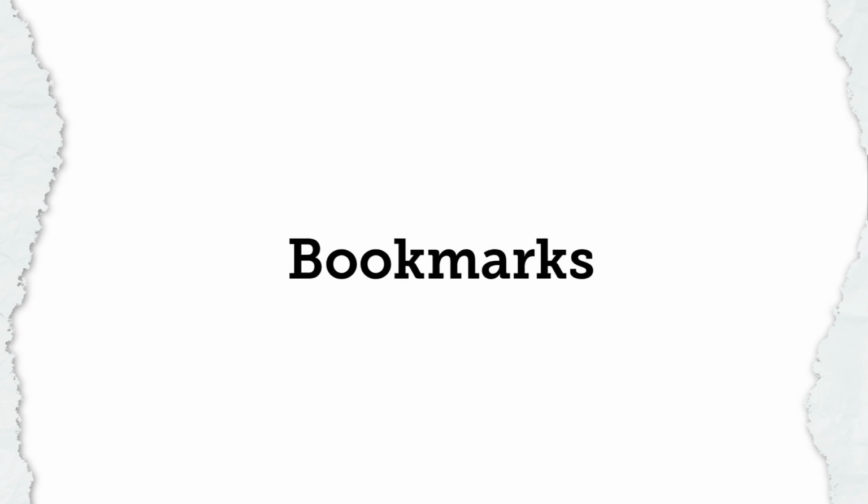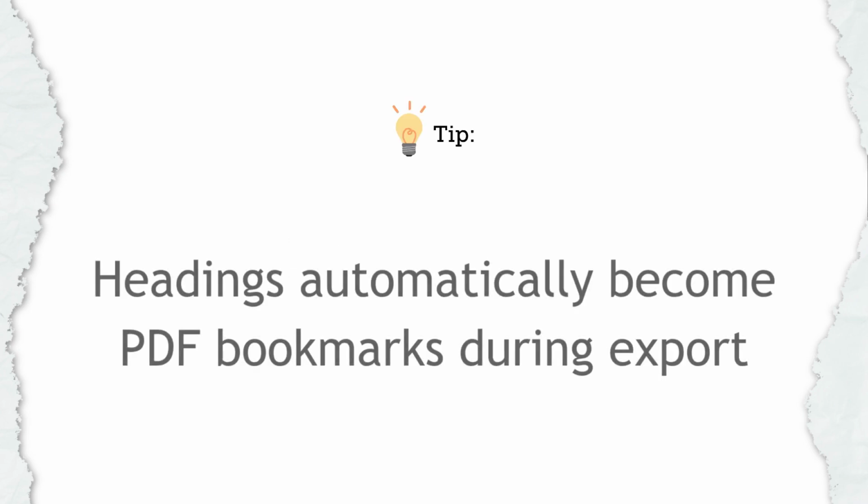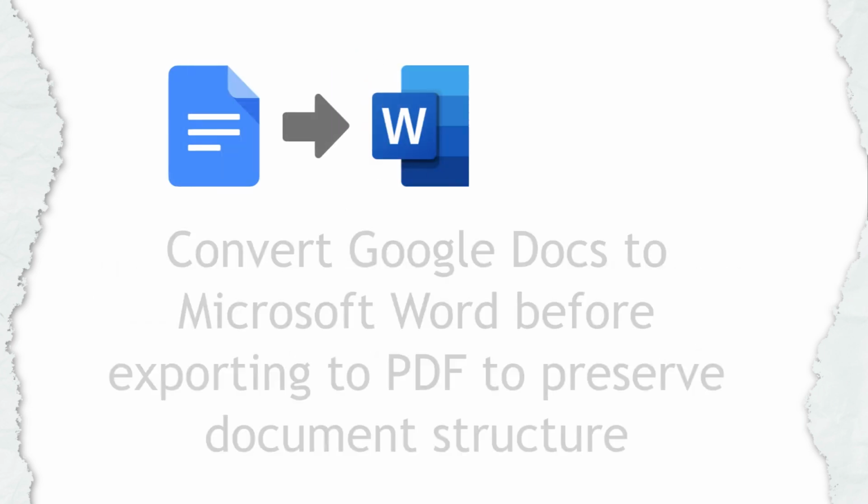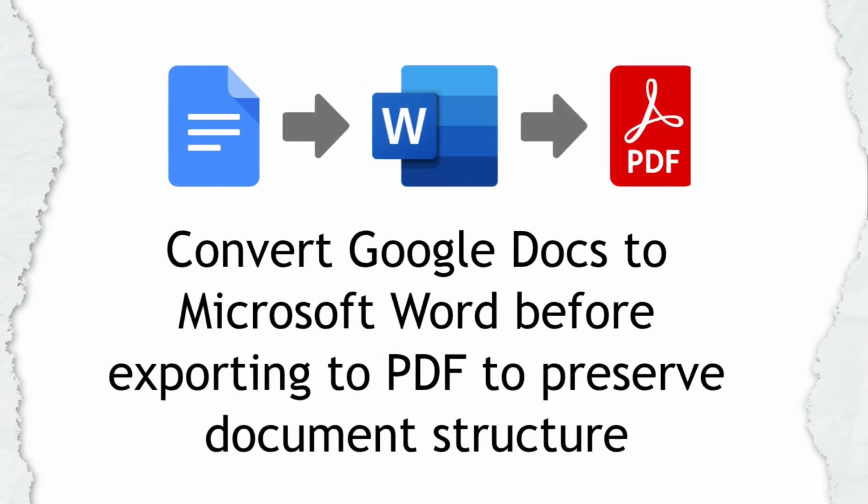Next up, bookmarks. These are essential requirements for document accessibility. A PDF without bookmarks is like a book with no table of contents. If you have used a proper heading structure as previously demonstrated, then your document will build these bookmarks automatically when you export to PDF. The most reliable way to preserve your content structure in Google Docs is to download the file and open it in Microsoft Word to go through the export process.